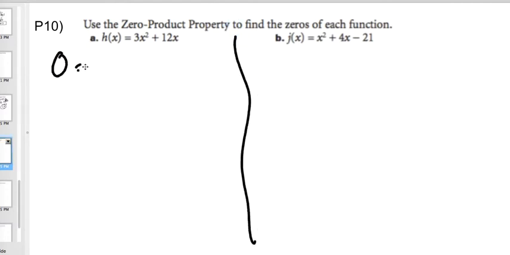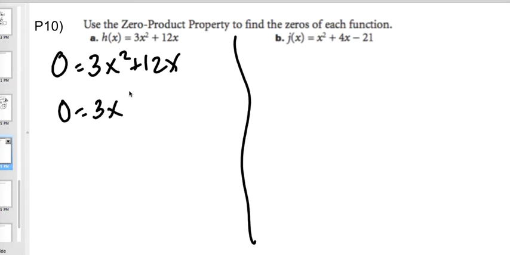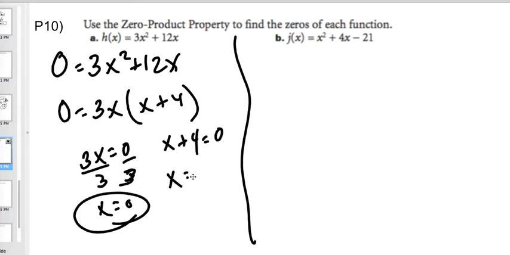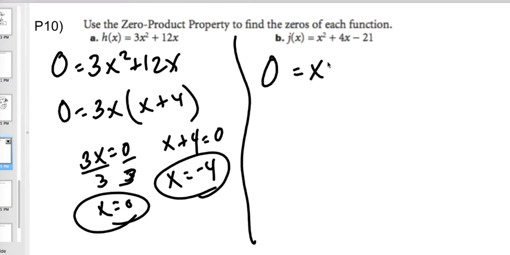So I'm going to say 0 equals 3x squared plus 12x. I'm going to see that there's a GCF of a 3x, and I'm left with an x plus 4. So either 3x is 0, which when I divide by 3 gives me, that's a 3, my bad, x equals 0, or x plus 4 equals 0, and when I subtract the 4 over, I get x is negative 4. Over here, 0 equals x squared plus 4x minus 21.